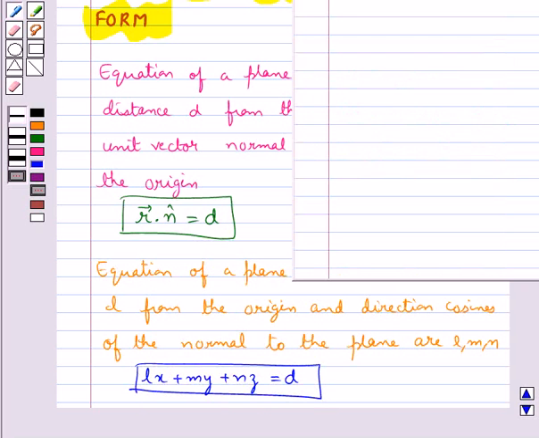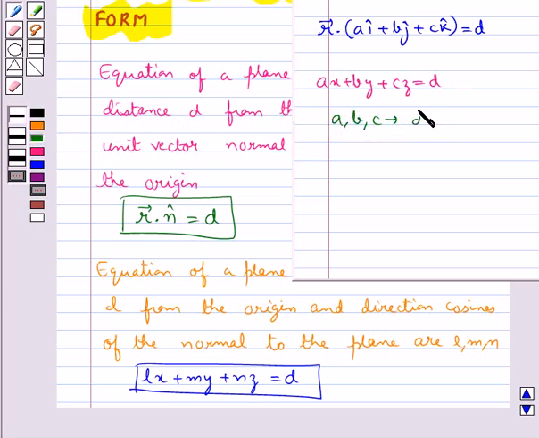If the vector equation of the plane is given as vector r dot ai cap plus bj cap plus ck cap equal to d, then we have ax plus by plus cz equal to d as the Cartesian equation of the plane, where a, b, c are the direction ratios of the normal to the plane.